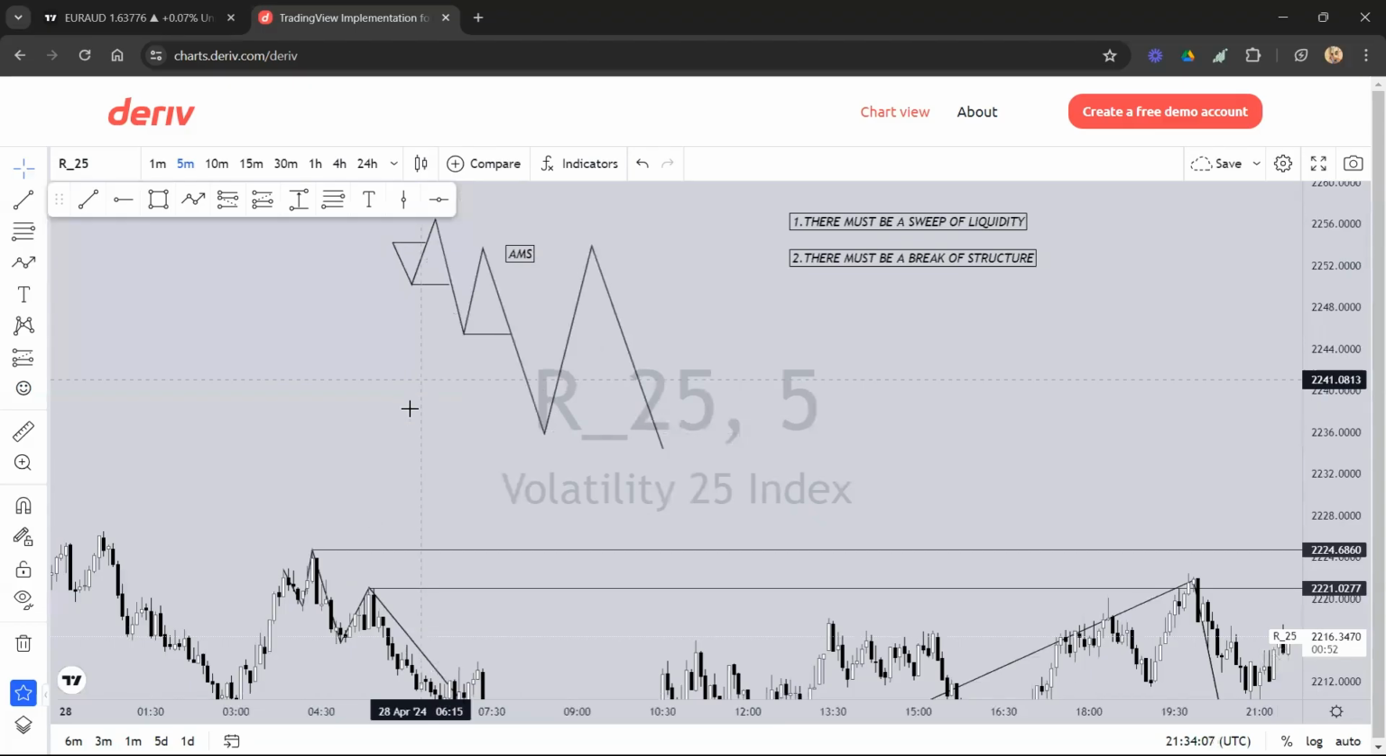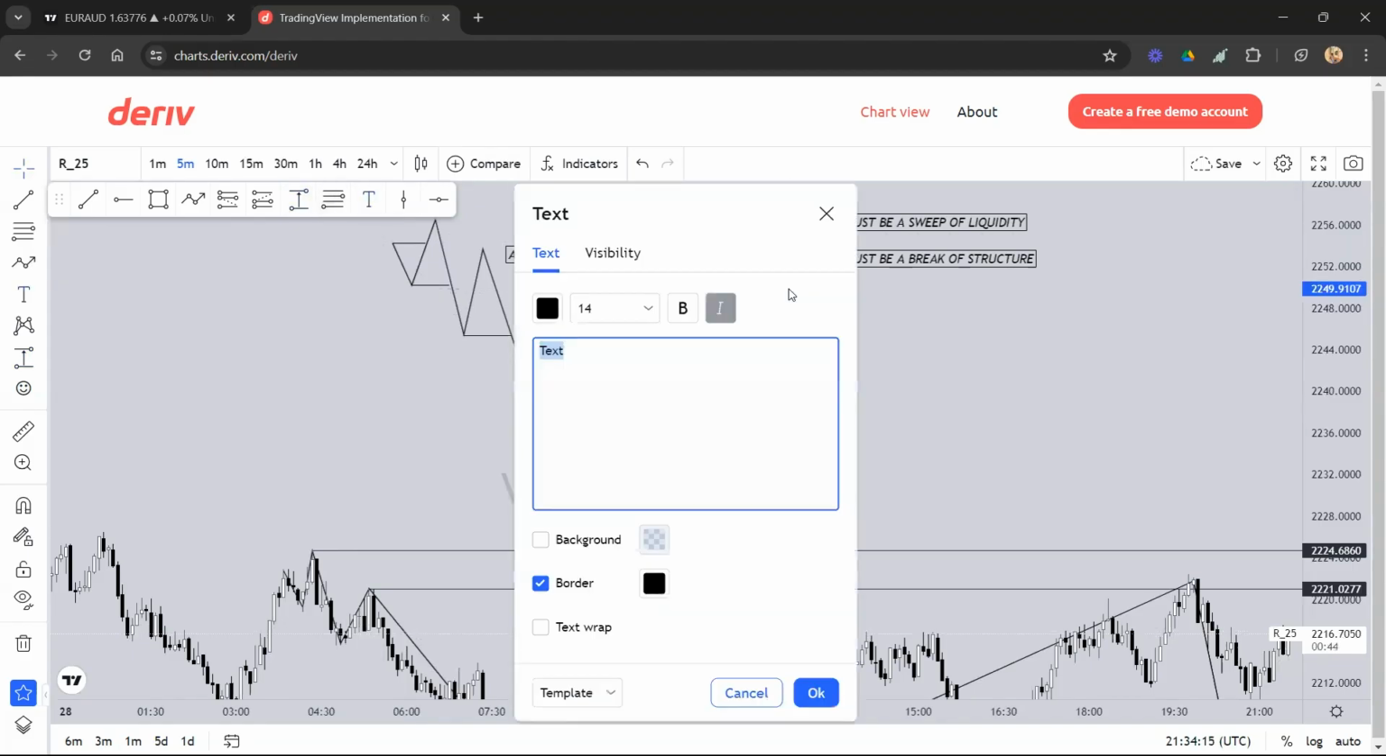Okay. So after market breaks it, what? There must be at least, number three rule. Number three, there must be at least a 50% retracement.